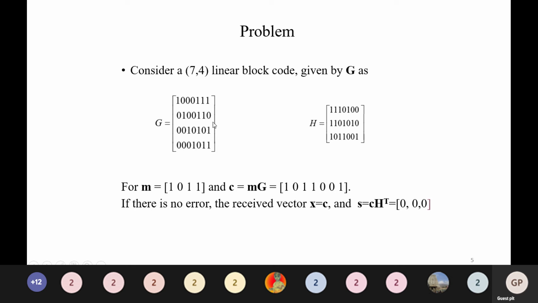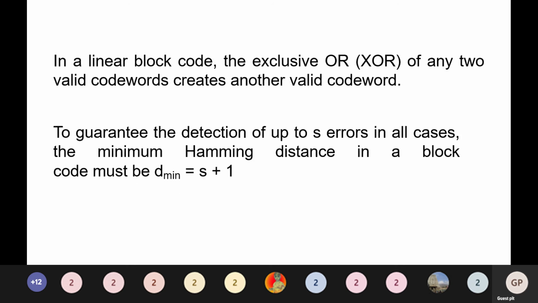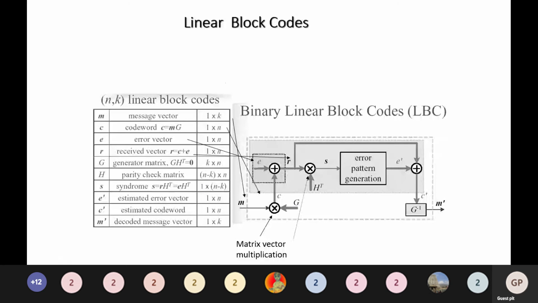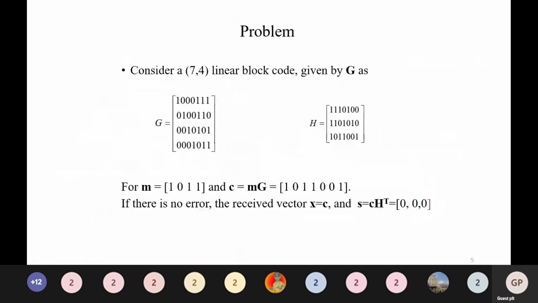From the generator matrix, you can find out the H matrix, the parity check matrix. It is n minus k by n. The value of n is 7, so it is 7 minus 4 by n. So this is a 3 by 7 matrix.